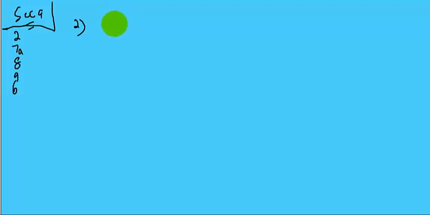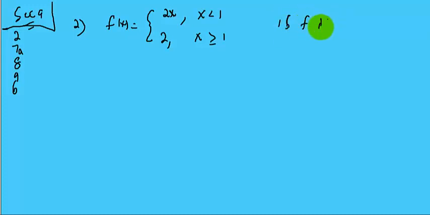Okay, this is number 2. You're given f of x is equal to 2x when x is less than 1, and then you're given 2 when x is greater than or equal to 1, and they're asking you, is f differentiable at x is equal to 1? And this type of question shows up on the AP test and free response. So you need to show all of this work I'm about to do.